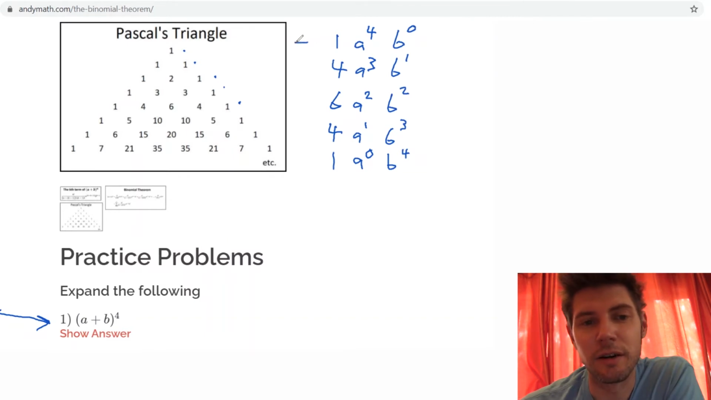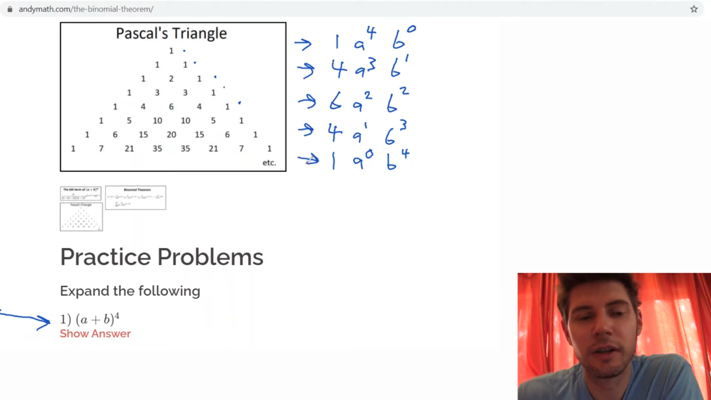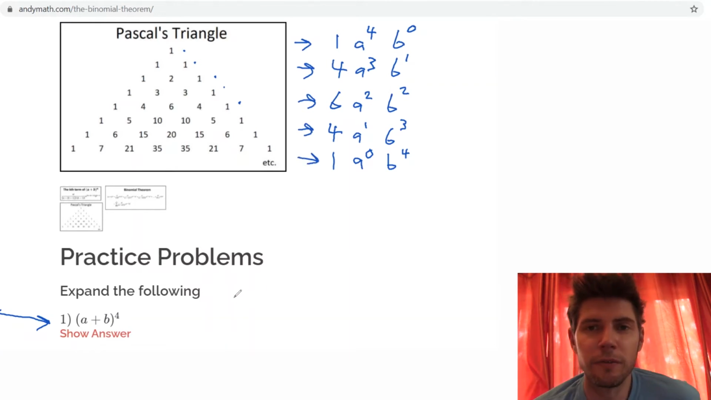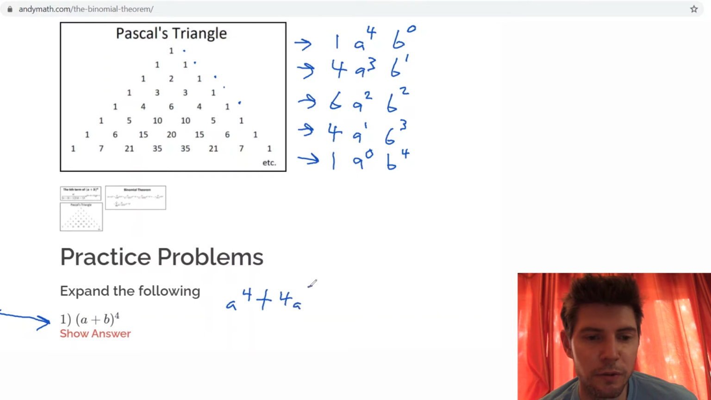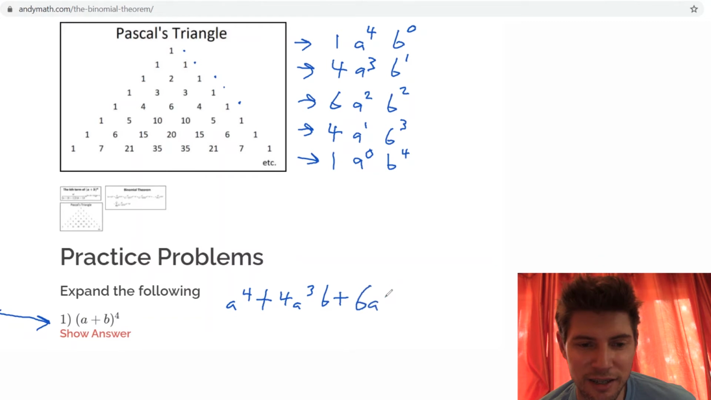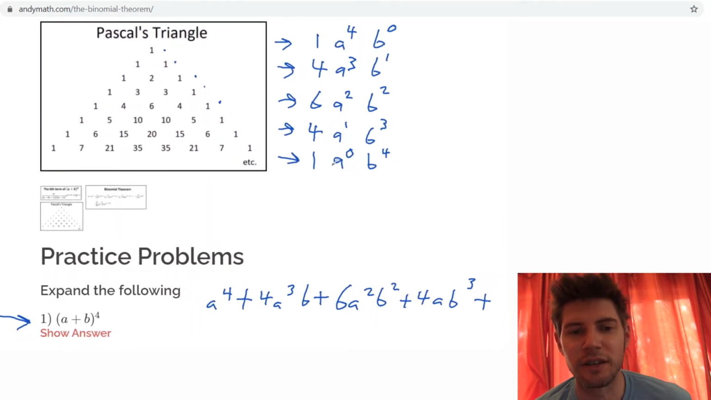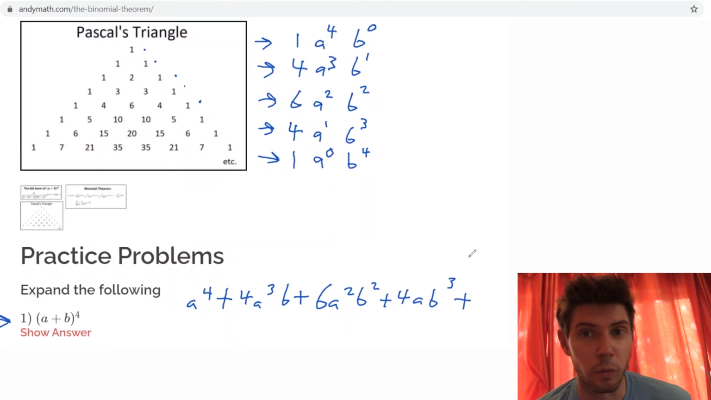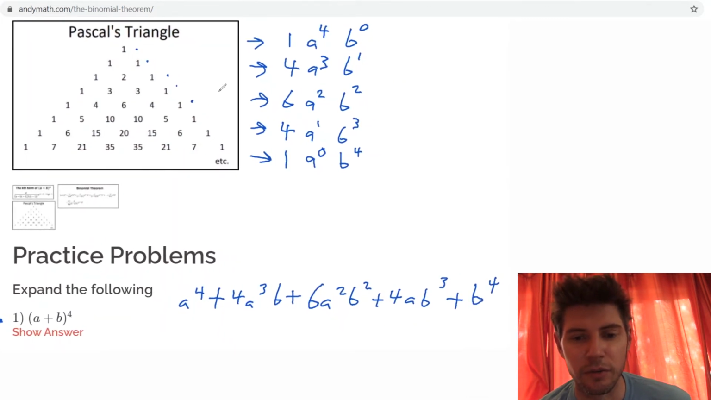Now after I add these up, these are the 5 terms of my binomial expansion. 1a to the fourth b to the 0 is just a to the fourth. 4a cubed b to the 1, so I'm going to say plus 4a cubed b plus, and then 6a squared b squared plus 4a b cubed plus, and then 1 times a to the 0 times b to the fourth. A to the 0 is just 1. Anything to the 0 is just 1, so this is just b to the fourth.